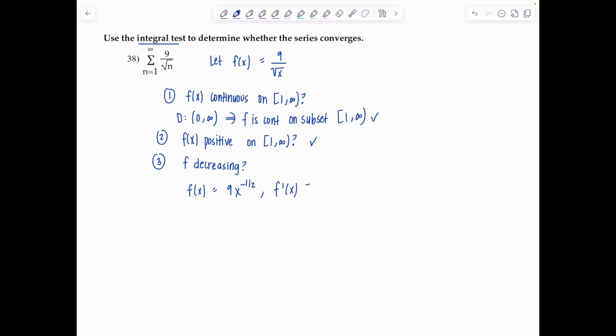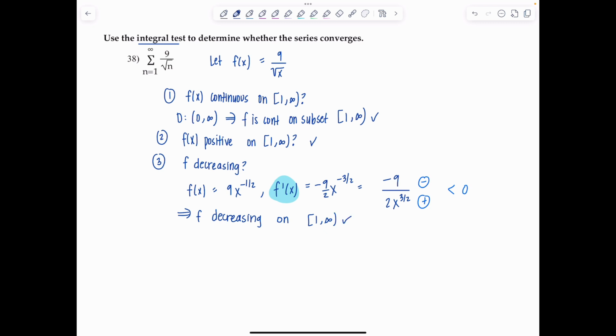F prime of x would be -9/2 x to the -3/2. Good. So this is -9 over 2x to the 3/2. This denominator is always positive. I'm taking the square root of something and then cubing it. And then the numerator is negative. So negative divided by a positive, this first derivative is always negative. So if the first derivative is negative, then of course the function is decreasing on 1 to infinity. So now I can say, all right, we're in the clear.